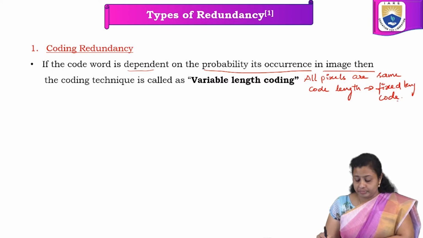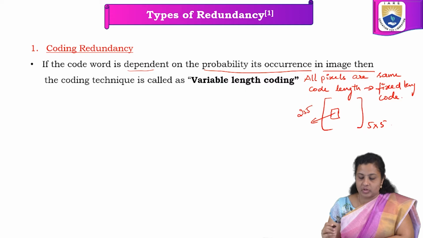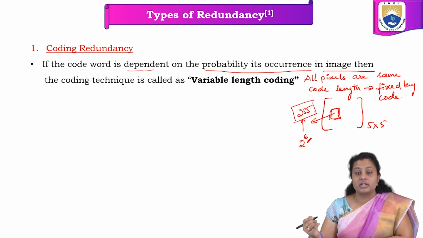Now, suppose I have a 5 cross 5 image in which only one pixel has the intensity value 255. I have to represent this intensity value. So how many bits are required? 2 power 6, right? So just to represent one pixel value, I require 6 bits to represent this intensity value, but it is occurring only once.